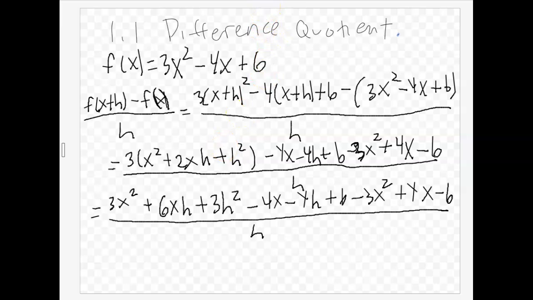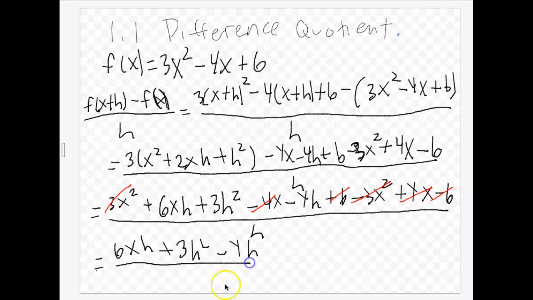Now what we'll do is look to see what cancels. There's the 3x squared and negative 3x squared, negative 4x and 4x, plus 6 and minus 6. That looks like about it. We'll then be left with 6xh plus 3h squared minus 4h, all over h.